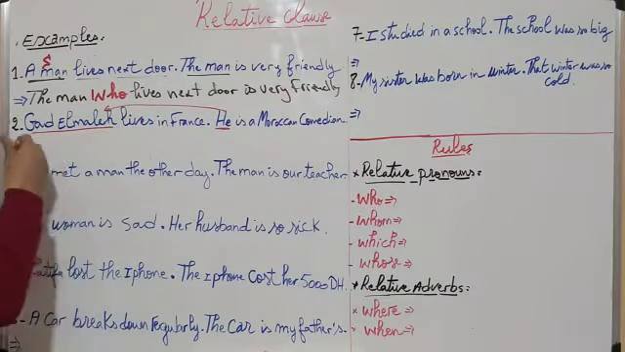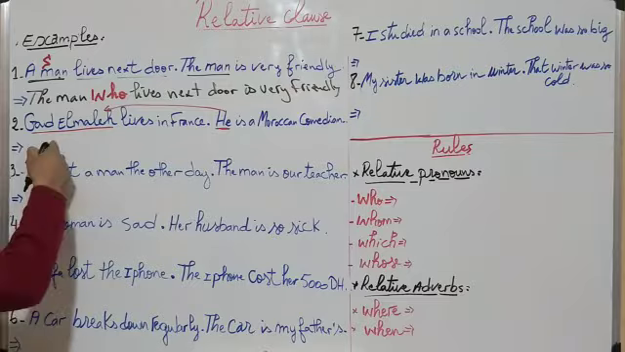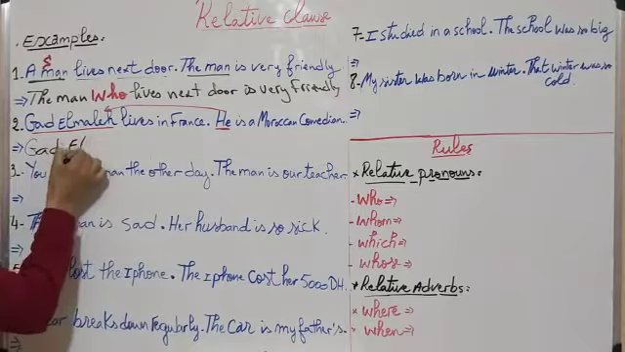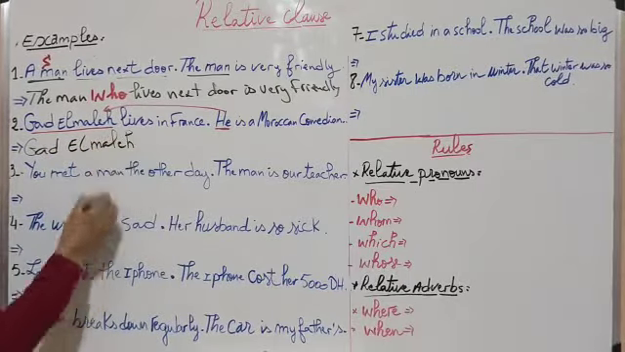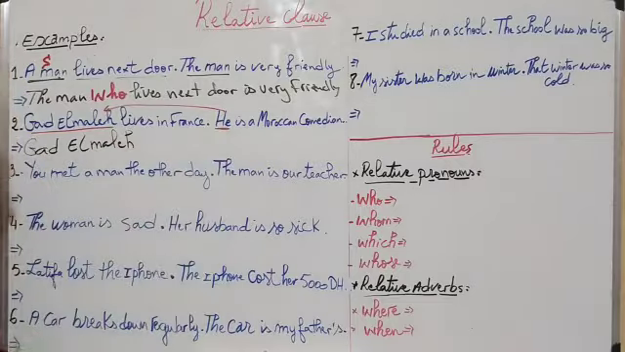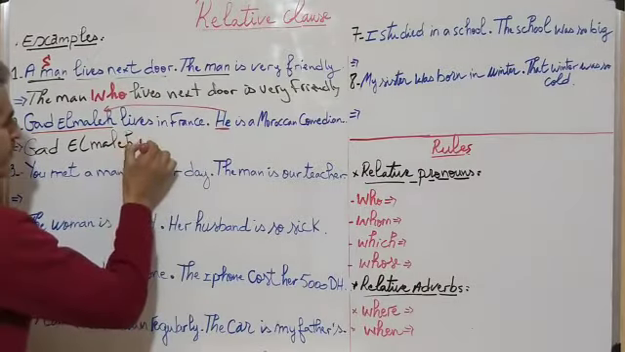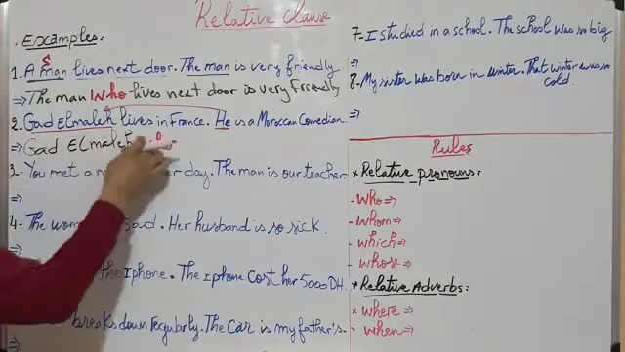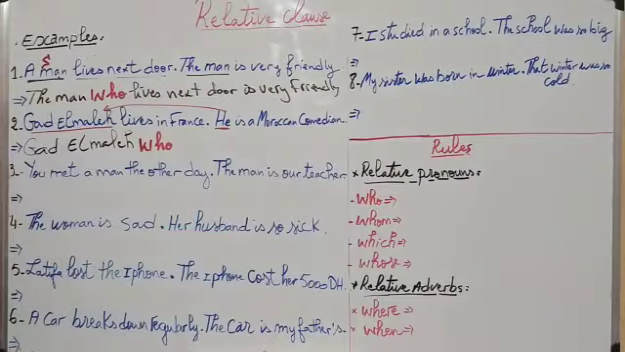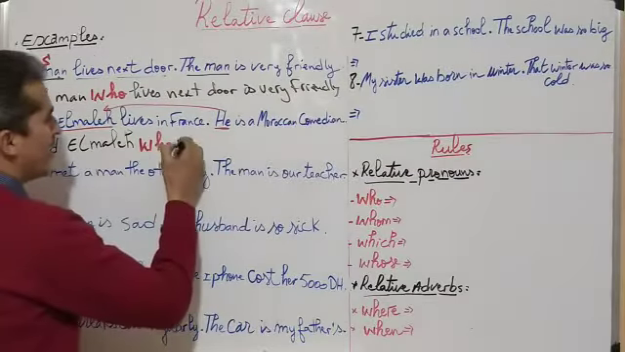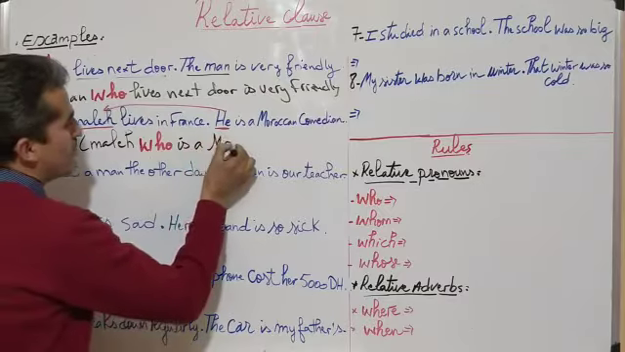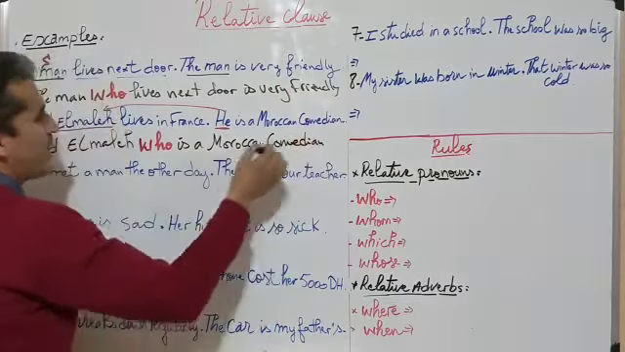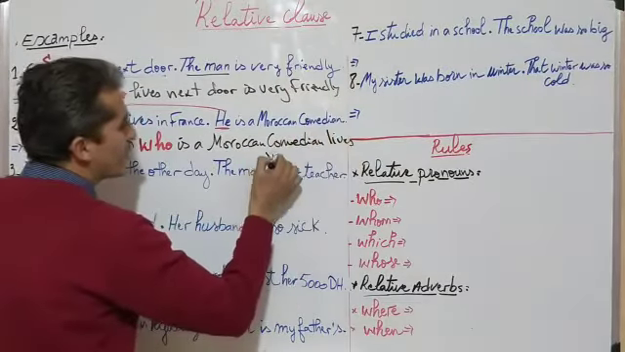What shall we do? We can start with the noun, because here we have gentleman and here we have he. So we start with the noun, gentleman, and I want to replace this one. We say gentleman who is a Moroccan comedian lives in France, or gentleman who lives in France is a Moroccan comedian. So it's the same thing, okay?